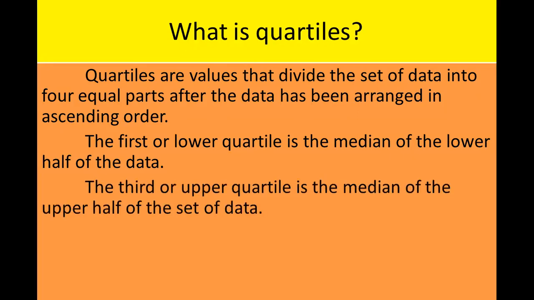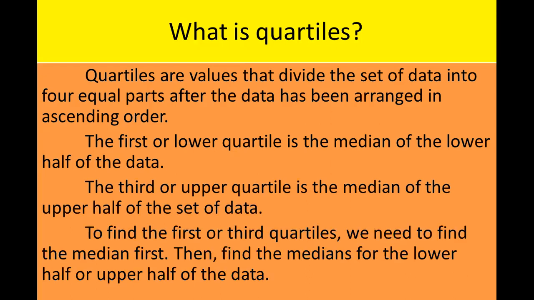Take note: the lowest value, the lower half, median, upper half, highest value. These are the 5. Again, lowest value, the lower half, which we get the lower quartile, median, upper half, which we get the third quartile, and the highest value. So that is very important.